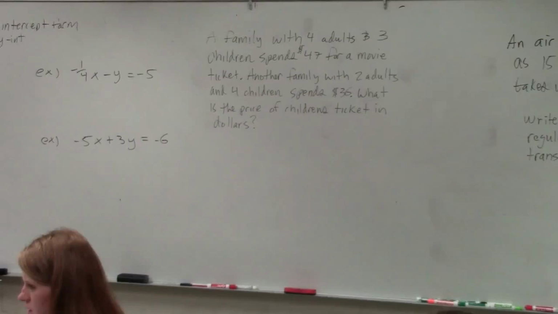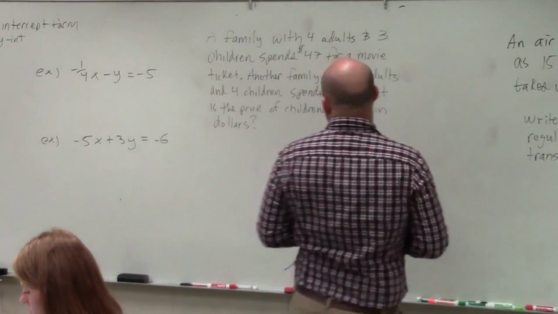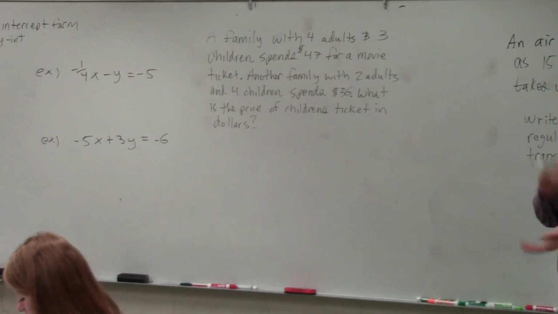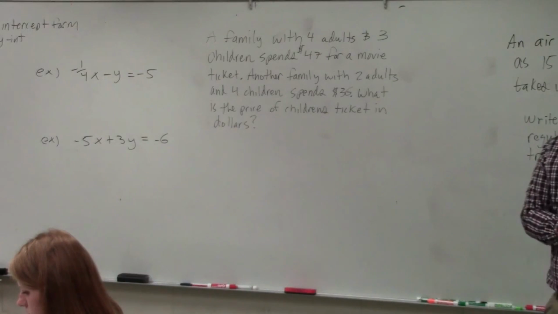I hope you enjoy. This one says a family of 4 adults and 3 children spends $47 for a movie ticket. Another family of 2 adults and 4 children spends $36. What is the price of children's tickets in dollars?